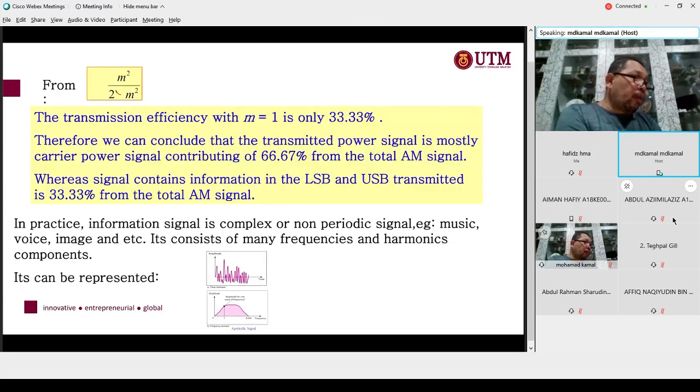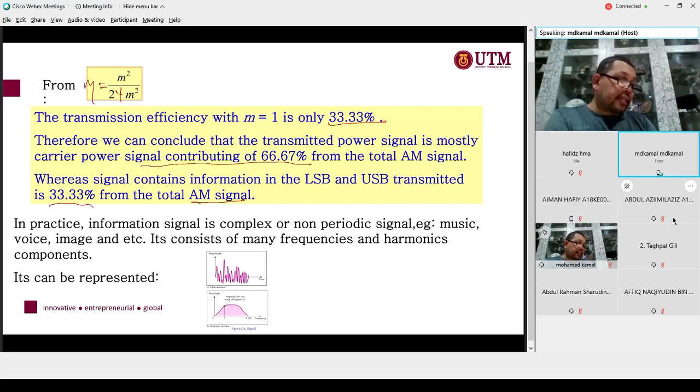From M squared over 2 plus M squared, for the efficiency, the transmission efficiency when M is 1 is only 33%. Therefore, we can conclude that the transmitted power signal is mostly carrier power signal, contributing 66.67%. As I mentioned, most of the power comes from the carrier, but the carrier has no information. That's why it is only 33% in this particular AM signal.